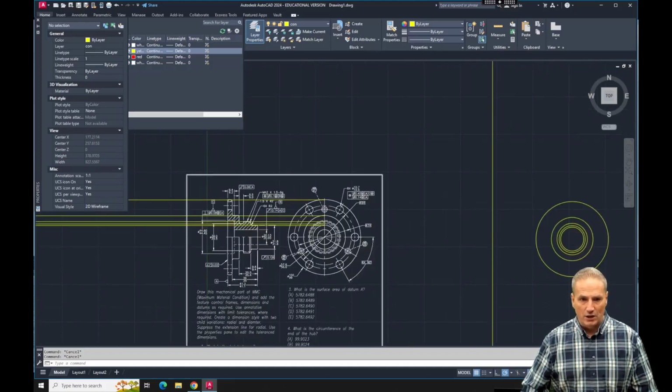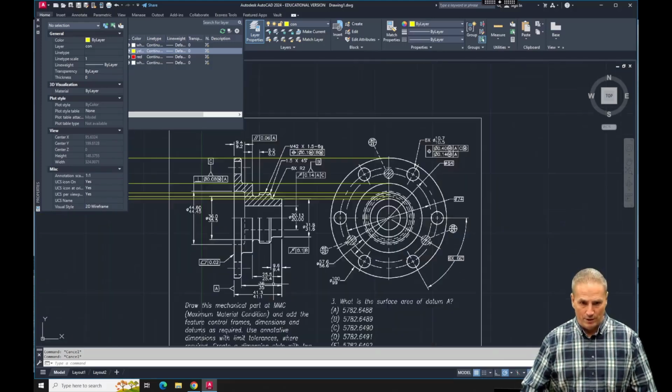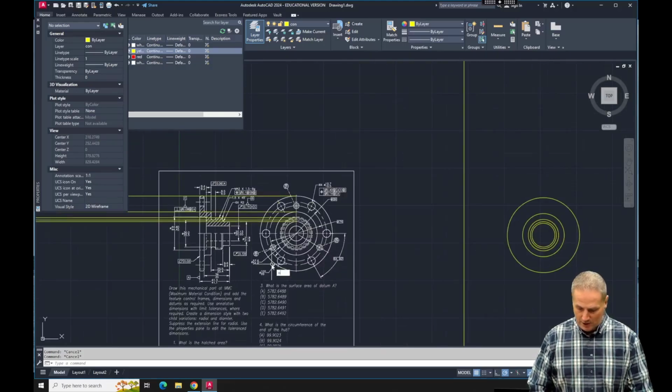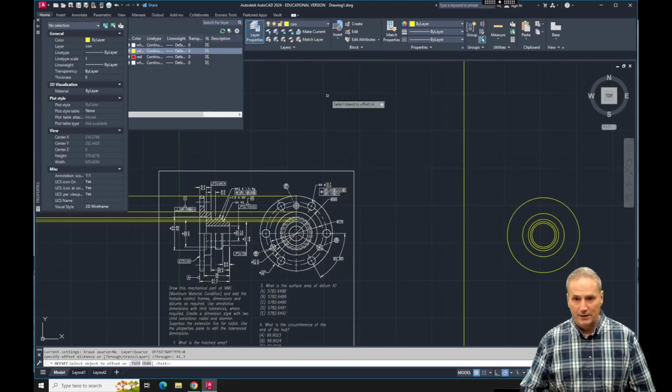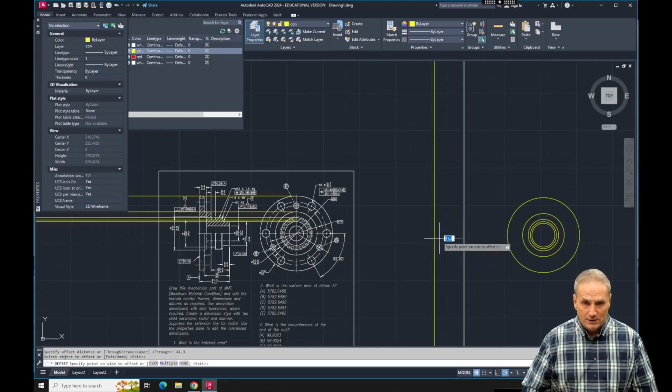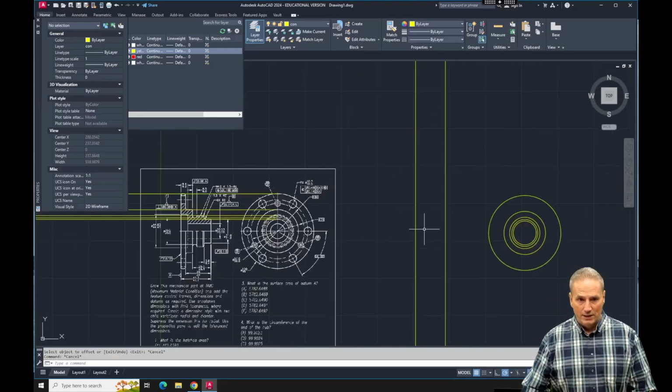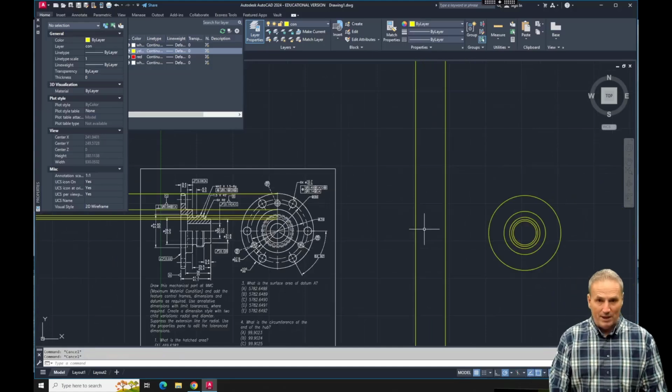So this offset is going to be what? 41.3. So I do my offset 41.3, and I'll offset that over. Now, if you want, you can clean this up.